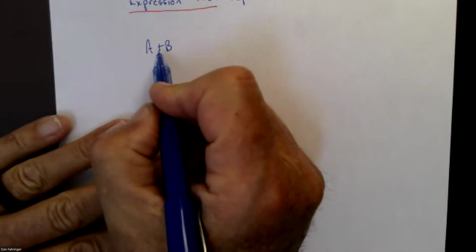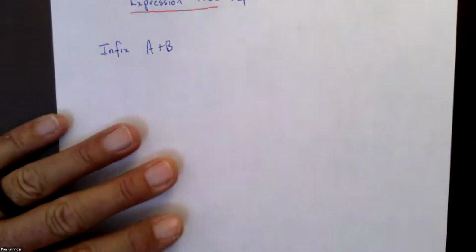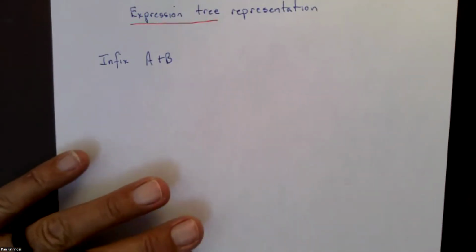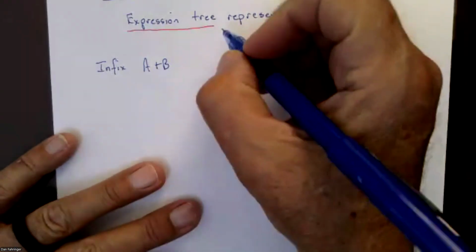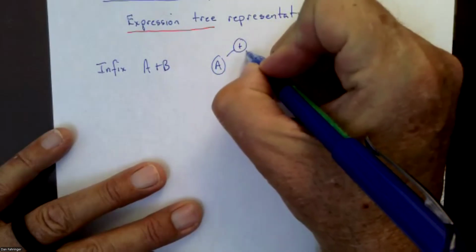So A plus B is a simple expression. And when the operator is inside, we call this infix. Now, what we're doing today with this expression tree seems kind of okay, and we're using it for stacks. But the second half of this course, we're going to be doing lots and lots of stuff with trees. So what you see right now is an infix expression, A plus B. Now we're going to represent this as a tree, and the tree is going to look something like A plus B.